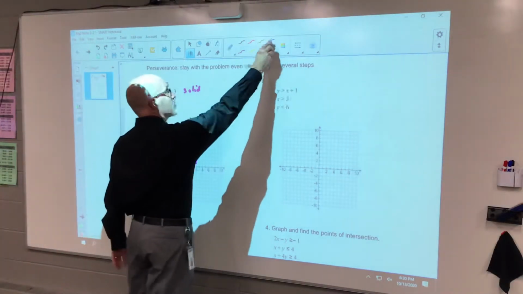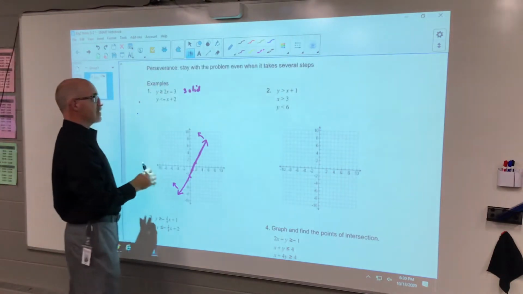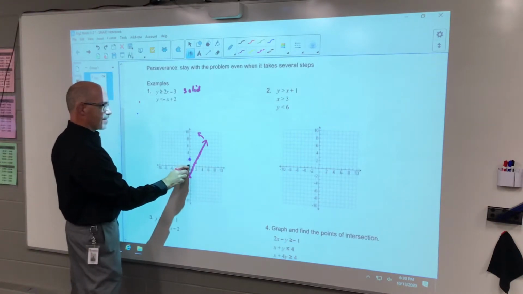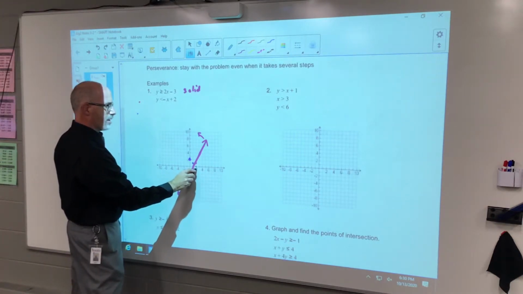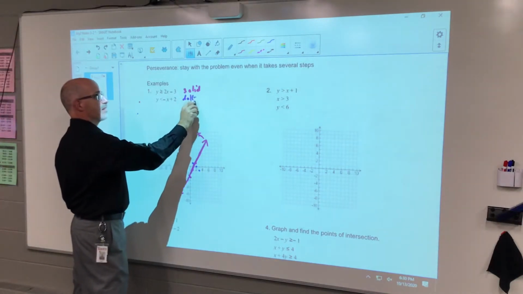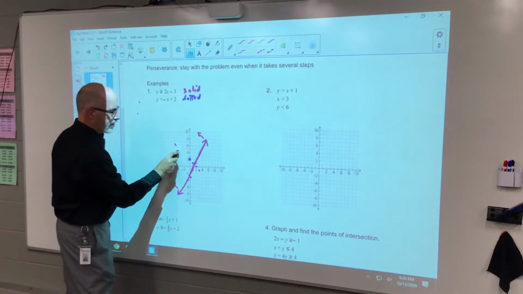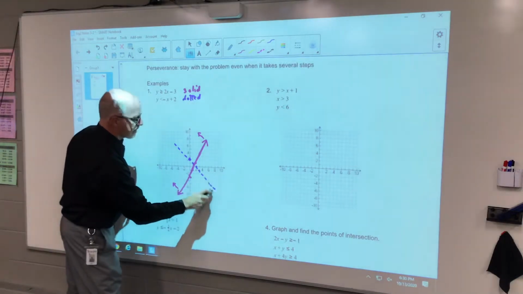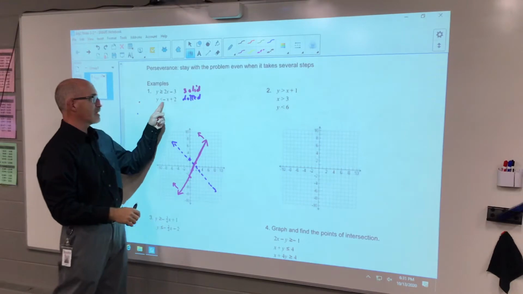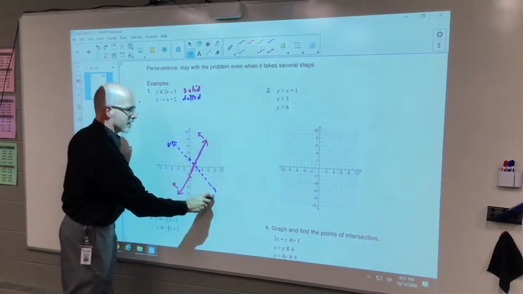Now let's graph the next one. Let's go ahead and graph y is less than the opposite of x plus 2, so start at 2. Opposite of x is down 1 over 1, down 1 over 1, down 1 over 1. I'm going to make this a dotted line because it's not or equal to. So draw in your dotted line. And now when I test 0, 0, which is below it, is 0 less than 0 plus 2? It is, so that's true. I'm going to shade on this side.